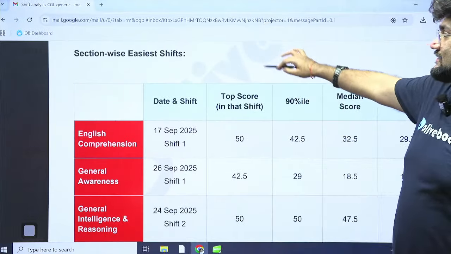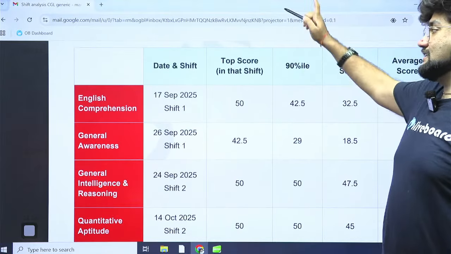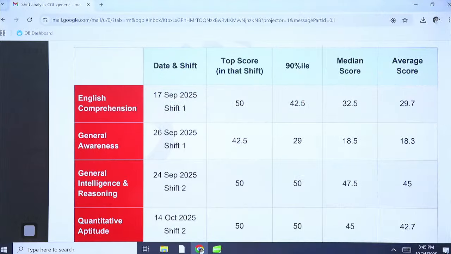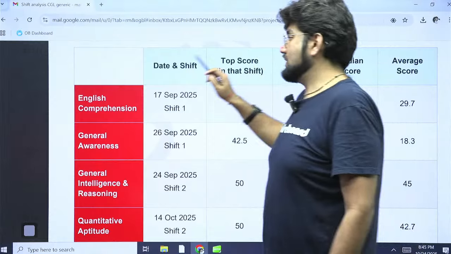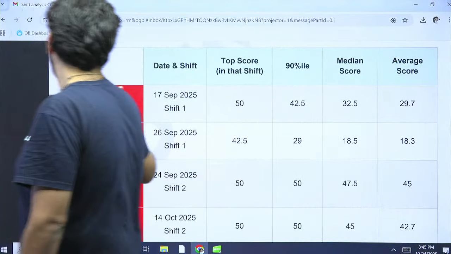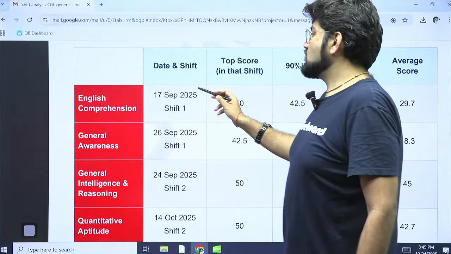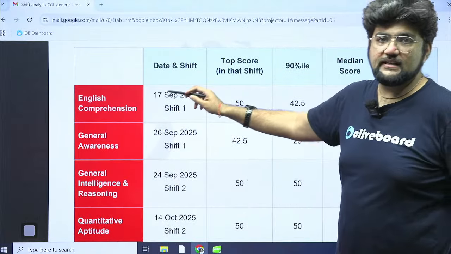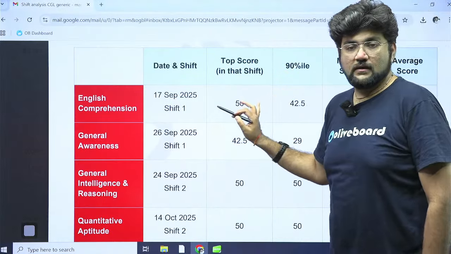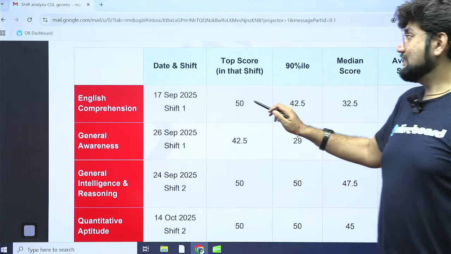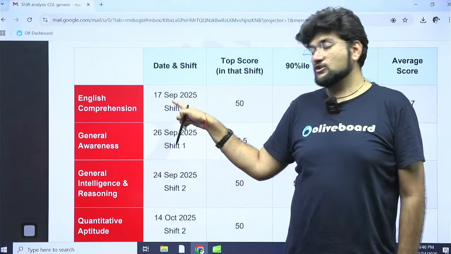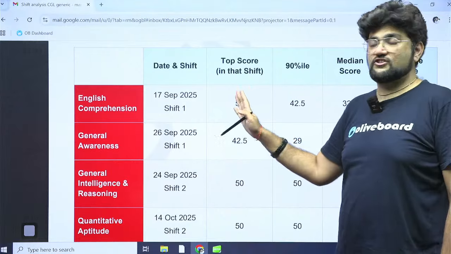Yes, section wise easiest shifts. So for each subject, read this data horizontally, row wise. So for English comprehension, 17 September 2025 shift 1, top score is 50. That means there are students who have scored the perfect score in English in this particular shift. This was the easiest shift as far as English is concerned.